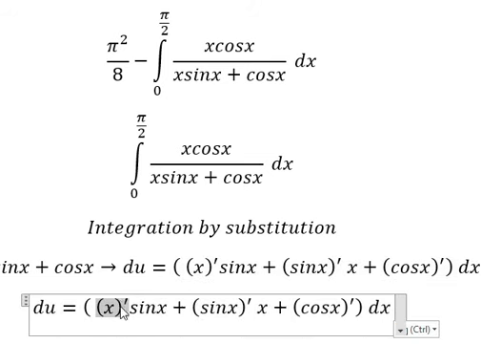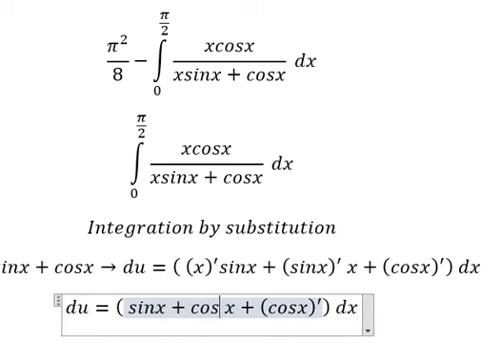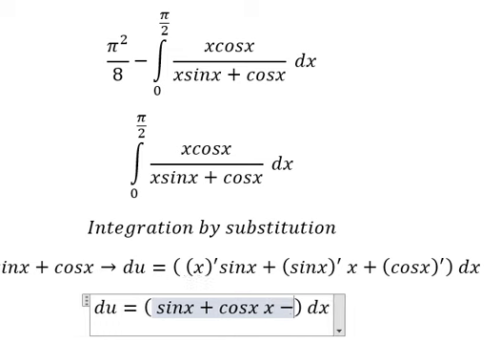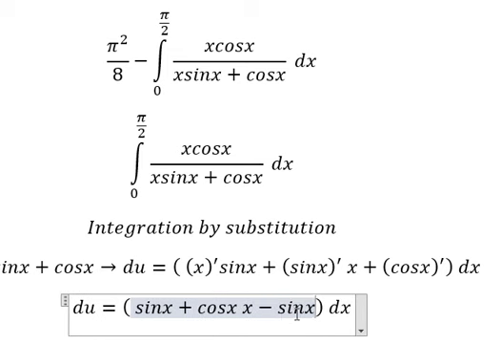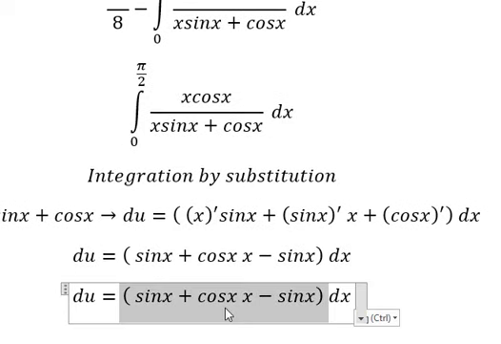So this one we have number 1. This one we have cosine s. This one we have negative sin s. So sin s minus sin s, we just have only s cosine s.